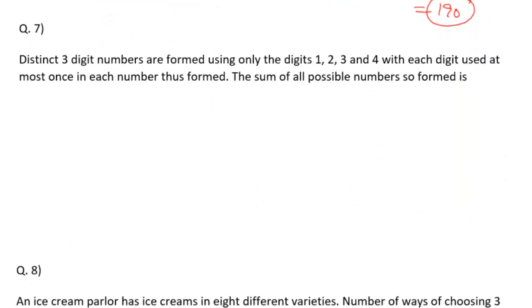Question number 7 says that distinct 3-digit numbers are to be formed using the digits 1, 2, 3, 4, with each digit used at most once. That means we don't have to repeat the digit. We have to find the sum of all possible such numbers. Now this is a very interesting question. We can have a direct formula also.